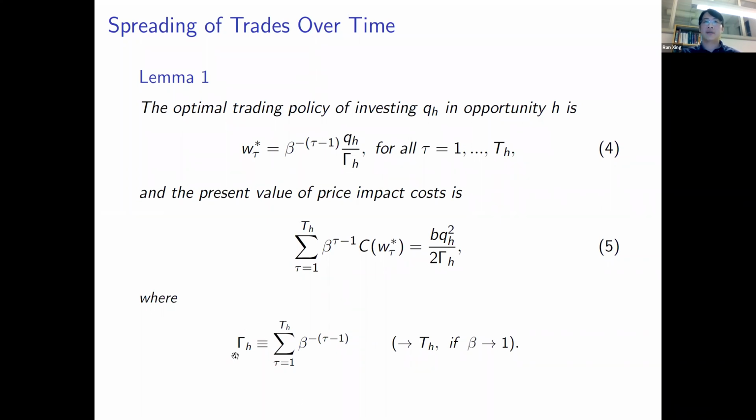From the expression of gamma H, we can see that it is increasing with TH and is also determined by the discount factor. We can take the extreme case, when there is no discounting, that is, when beta goes to 1, then gamma H simply equals TH. That is the spreading of trades over time. The present value of price impact cost will also be a function of gamma H. The intuition is simply that the longer time period you have for this investment, the more you can spread your trades over time, and the less you need to pay in terms of the total amount of trading costs.